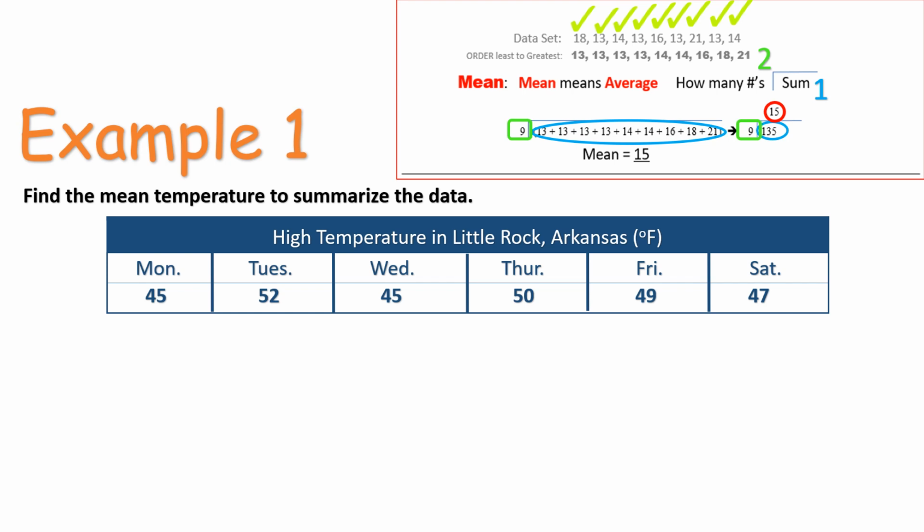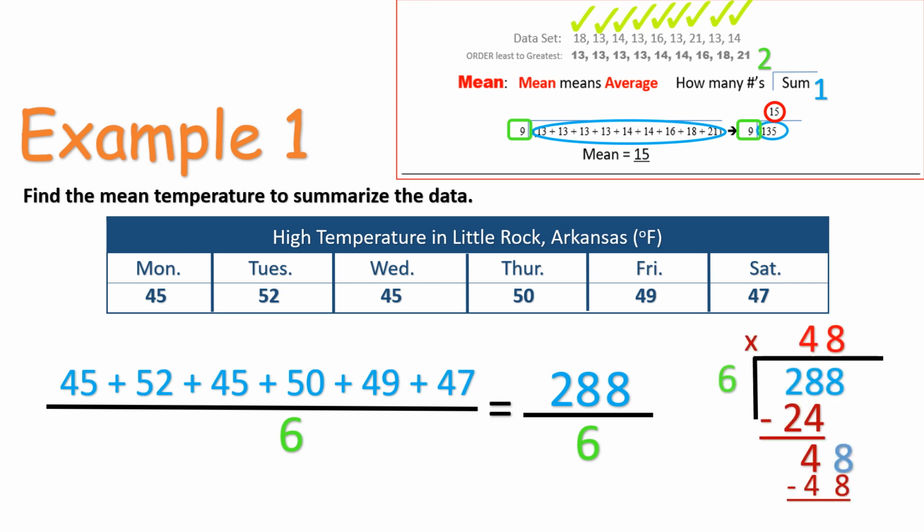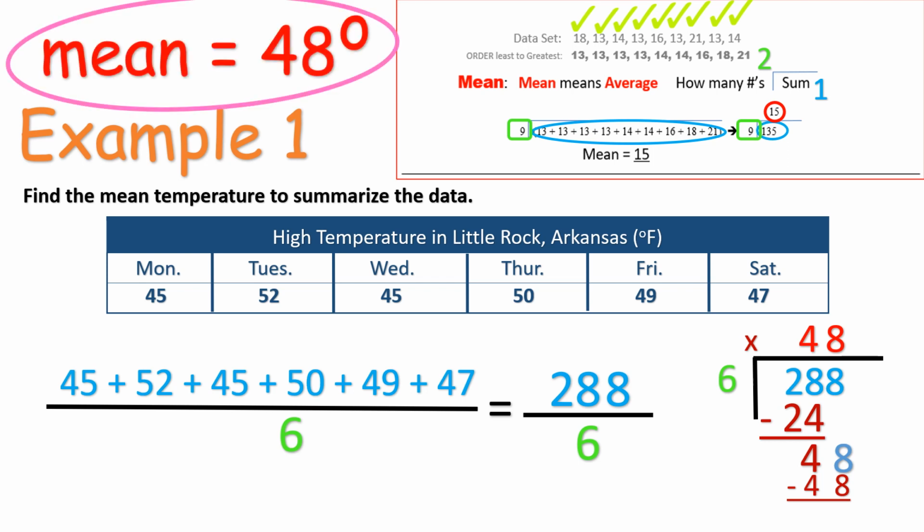So just a quick review on finding the mean. That's the average, right? So the average is finding the total value and dividing by how many are there. So we took this data set of temperatures, we added them all together to get 288. We divided by the 6, and that gave us a total of 48. So we knew that our average temperature was 48 degrees, or our mean for the data set was 48 degrees.